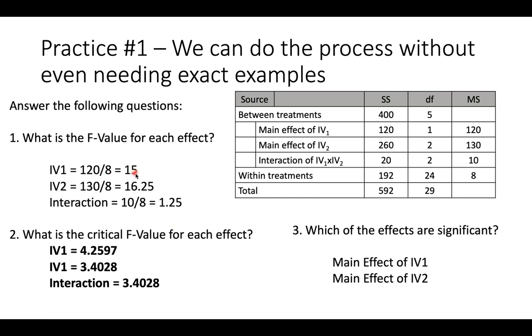Variable 1 has an F of 15. It has a critical value of 4.25. So this F value is much larger than the critical value. The effect is significant. Something is happening with variable 1. We have a significant main effect.